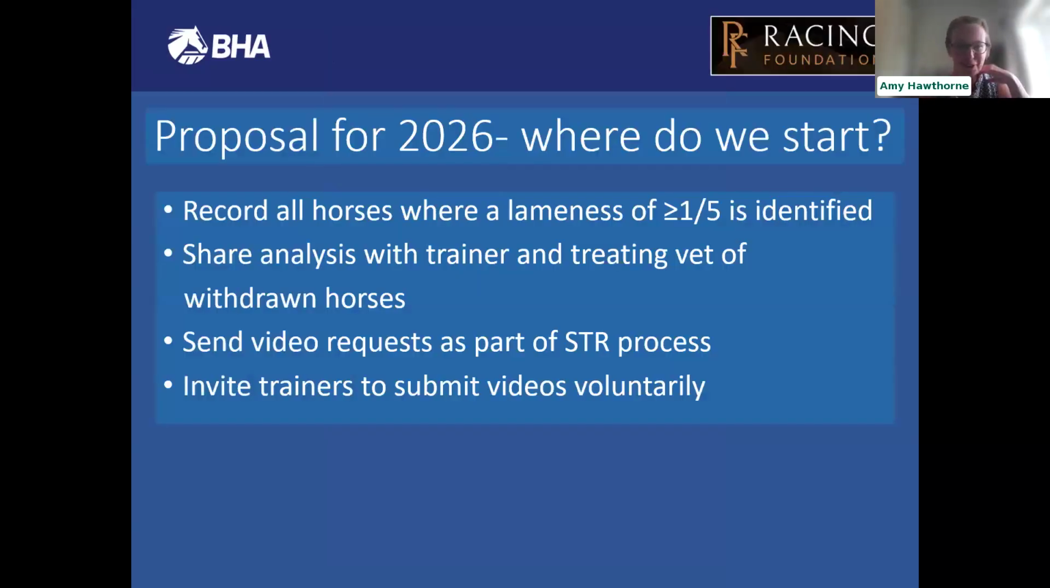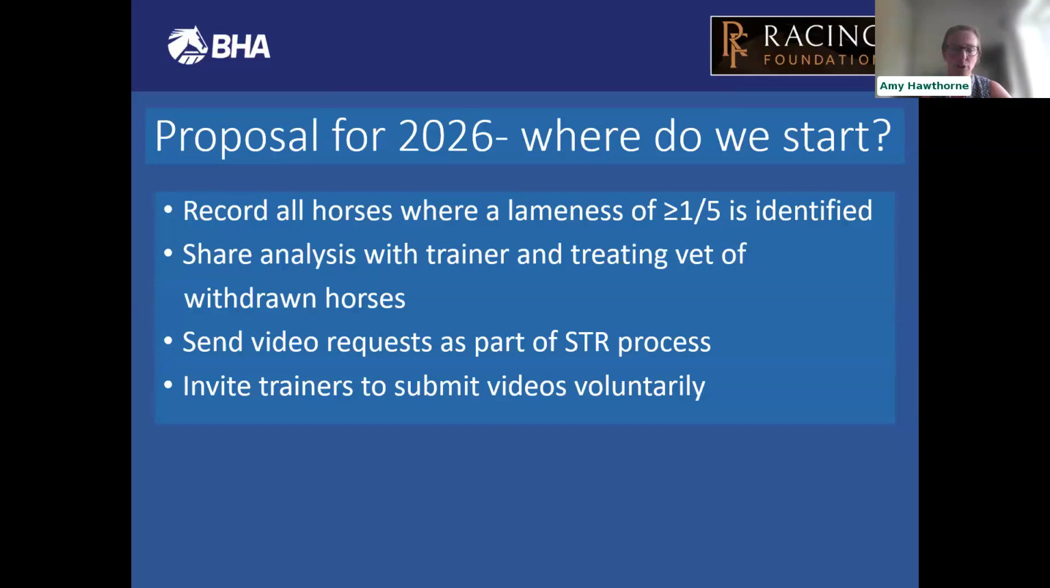Finally, I'll stop wittering on shortly, but I wanted to share this because I thought it would be of interest to see where other jurisdictions are focusing their use of Sleip, and I think we've heard a bit about that already. But our plan is to record all horses where a lameness of 1 out of 5 or greater has been identified by the human eye. And then we're really focused on this collaboration attempt with our participants. So when that's been identified, the video will be shared immediately or as soon as possible with the trainer and the treating vet if consent is given by the trainer.